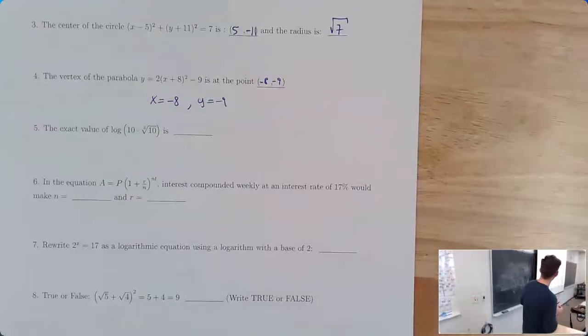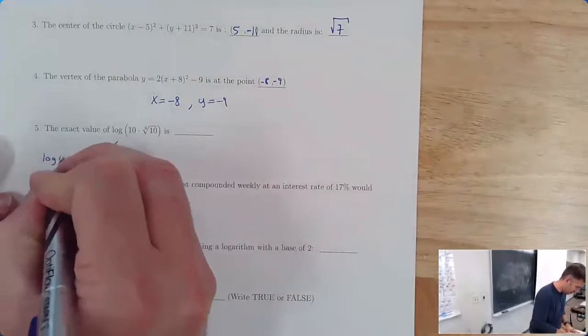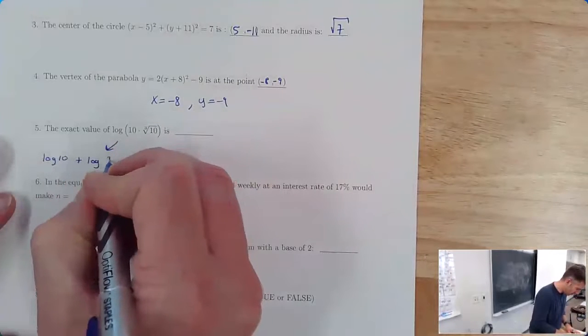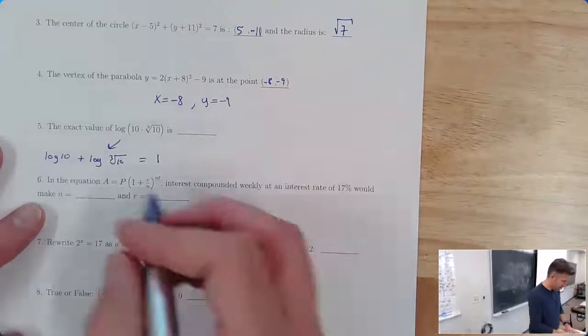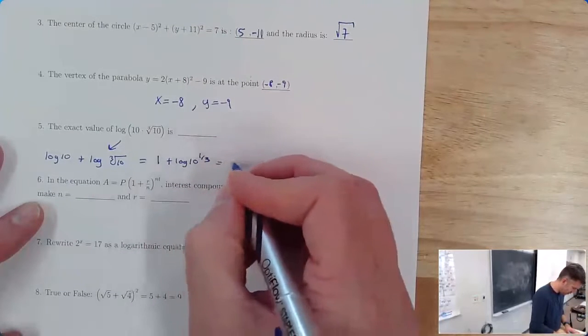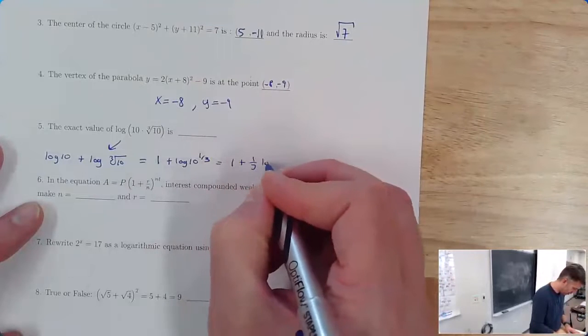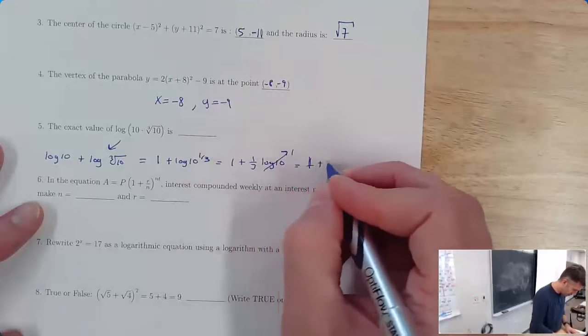Exact value of log of 10 times the cube root of 10. What is the base here? 10. So it's supposed to be pretty easy, not too terrible. If I was doing this, I would either break it apart into 2 logarithms and say it's log of 10 plus log of the cube root of 10, which is equal to log of 10 is 1. And you might rewrite this as log of 10 to the 1/3 power. So the 1/3 comes down and you get 1 plus 1/3 times log of 10. And log of 10 again is 1. So you get 1 plus 1/3, which is 4/3.